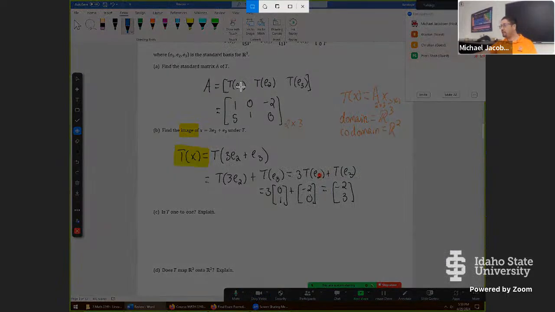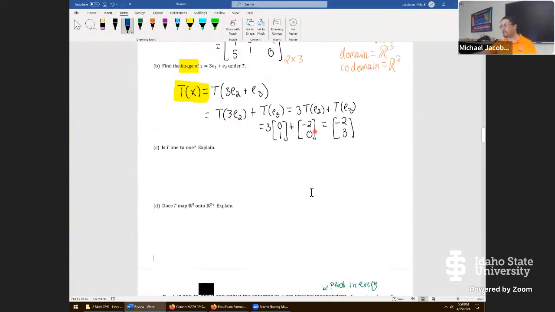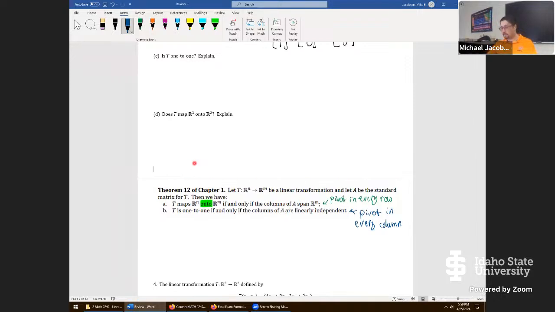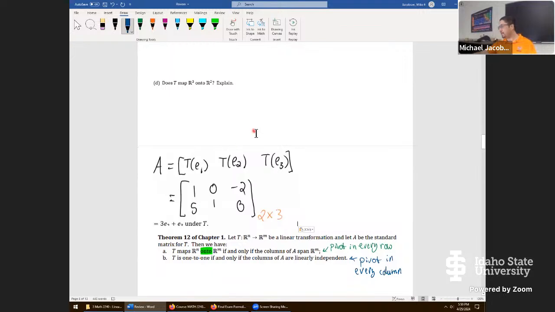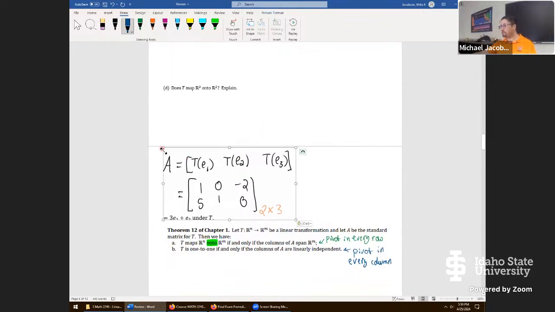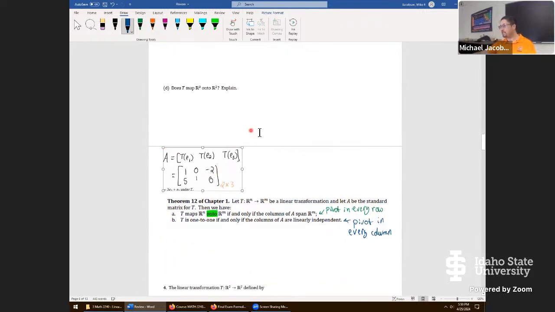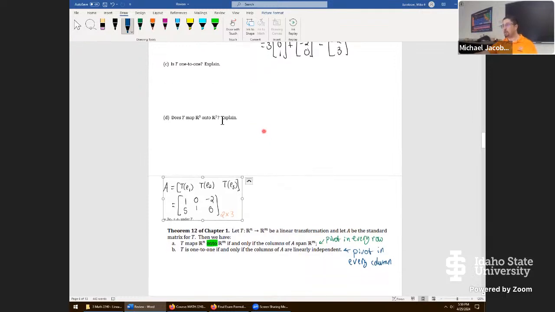But column of what? It would be the standard matrix A. So we need to take a look at that again. Oh, I thought I could fit this all on one screen. Let me zoom slightly differently. There we go. So back to this question. What would you all say to this one? Is T 1 to 1 or not?